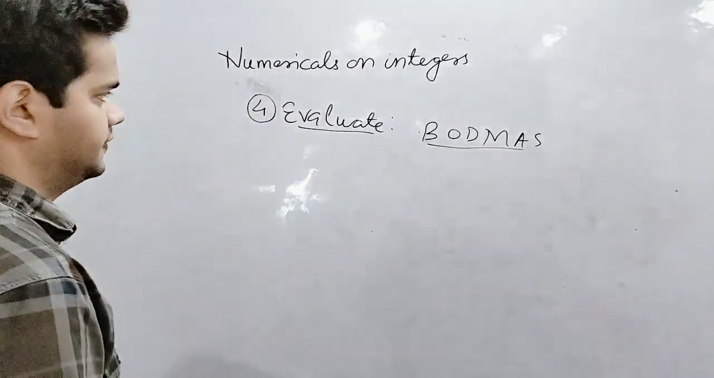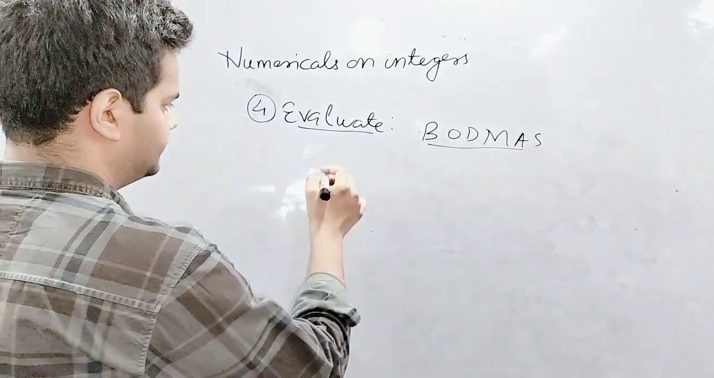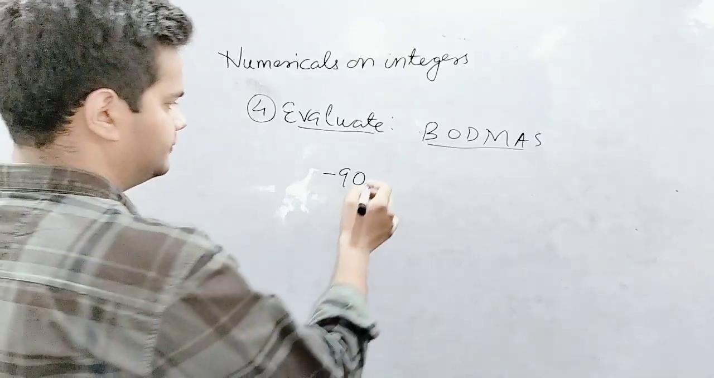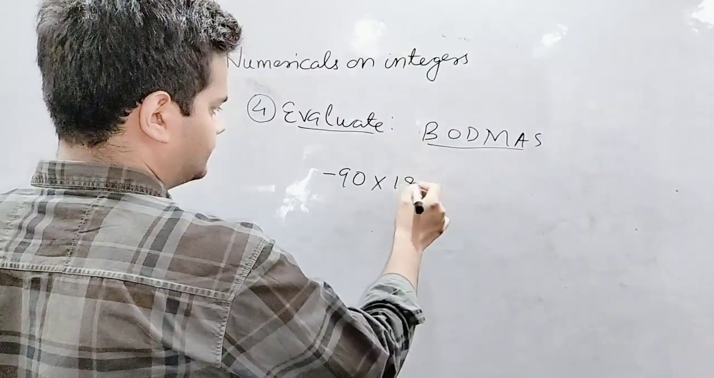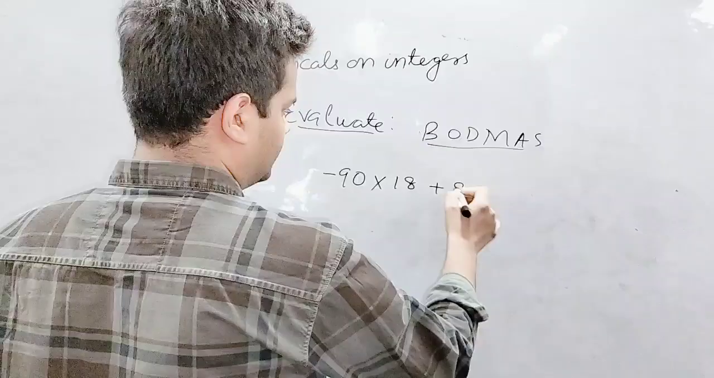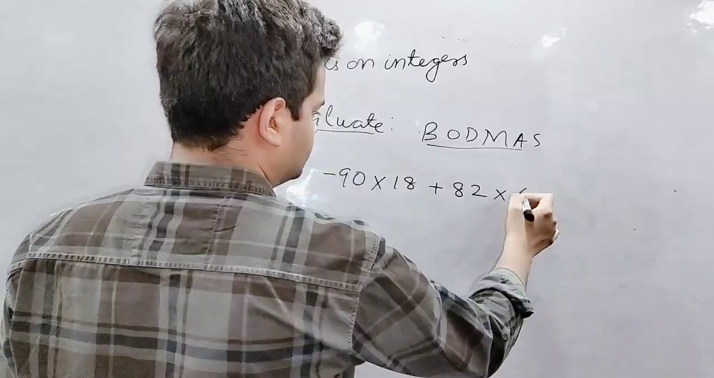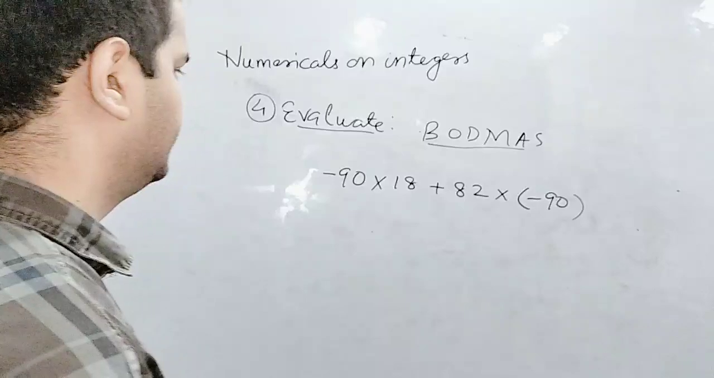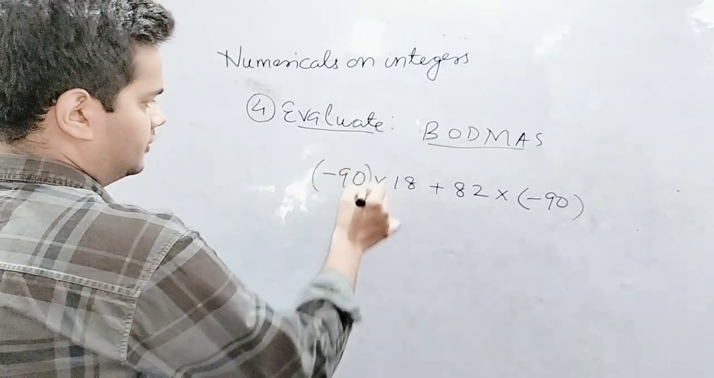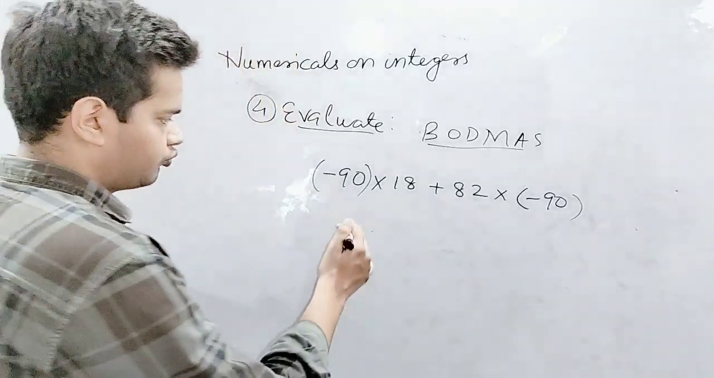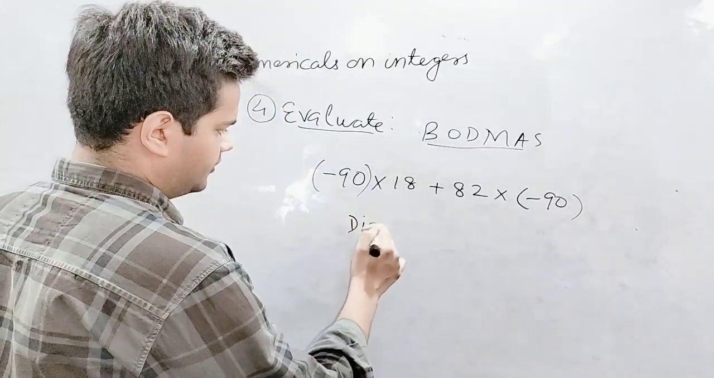Now question number 4 is, evaluate minus 90 into 18 plus 82 into minus 90. Okay, now here we learn a new property. उसको बोलते हैं डिस्ट्रीब्यूटिव प्रॉपर्टी.